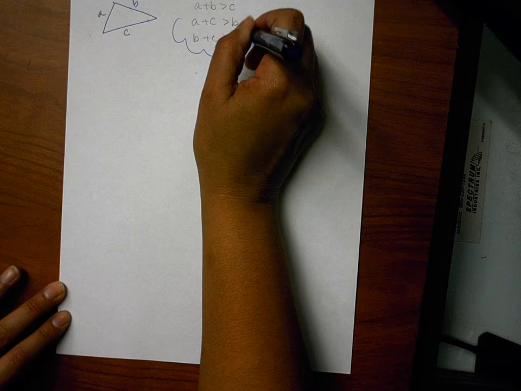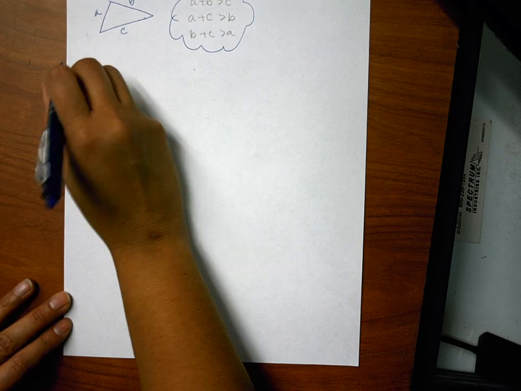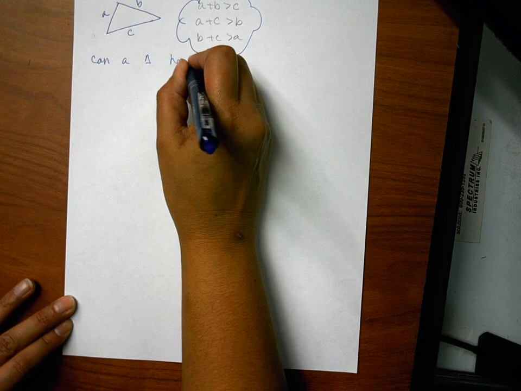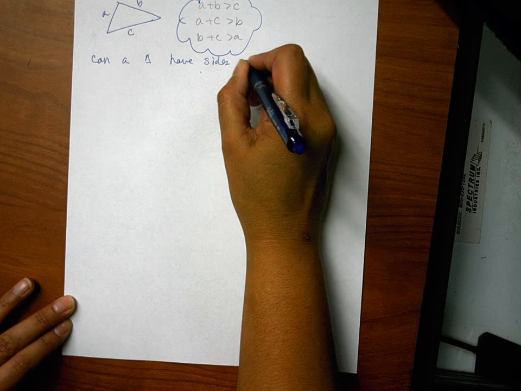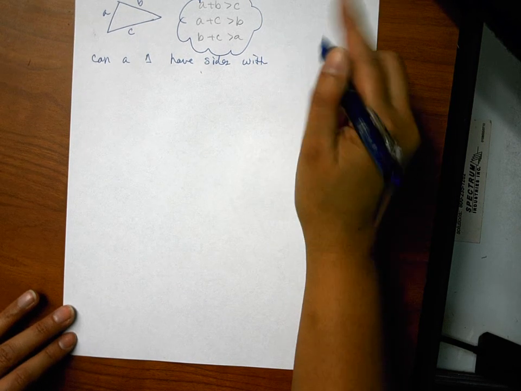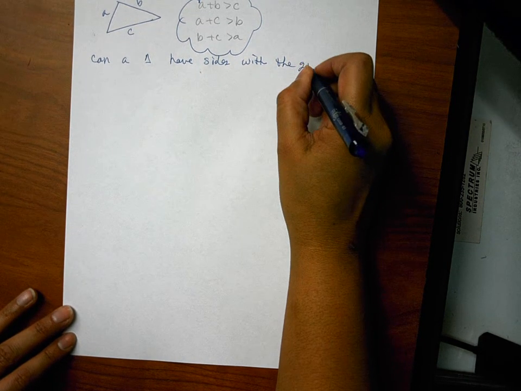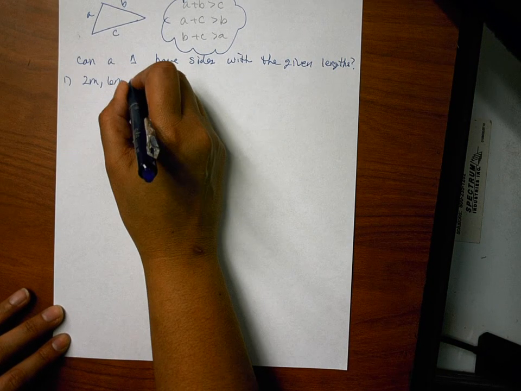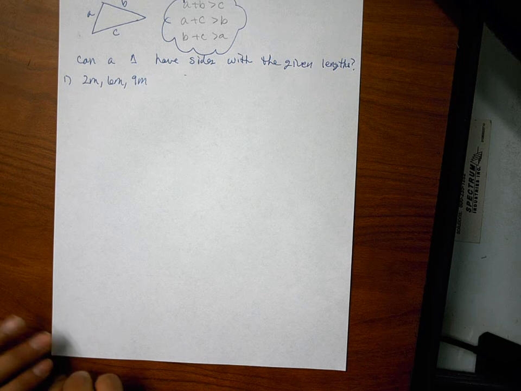So you'll get questions like this. Let's bubble this in first. You get questions like this on a test. Can a triangle have sides with the given lengths?